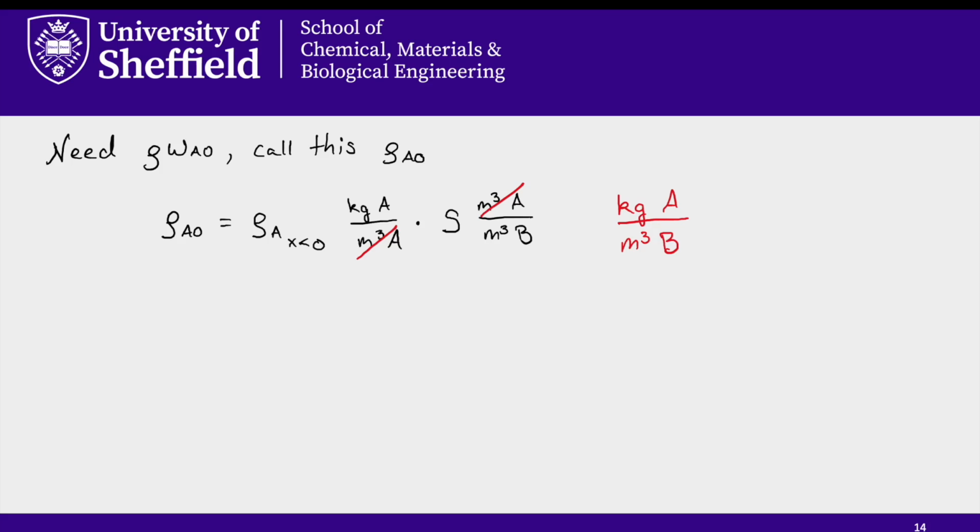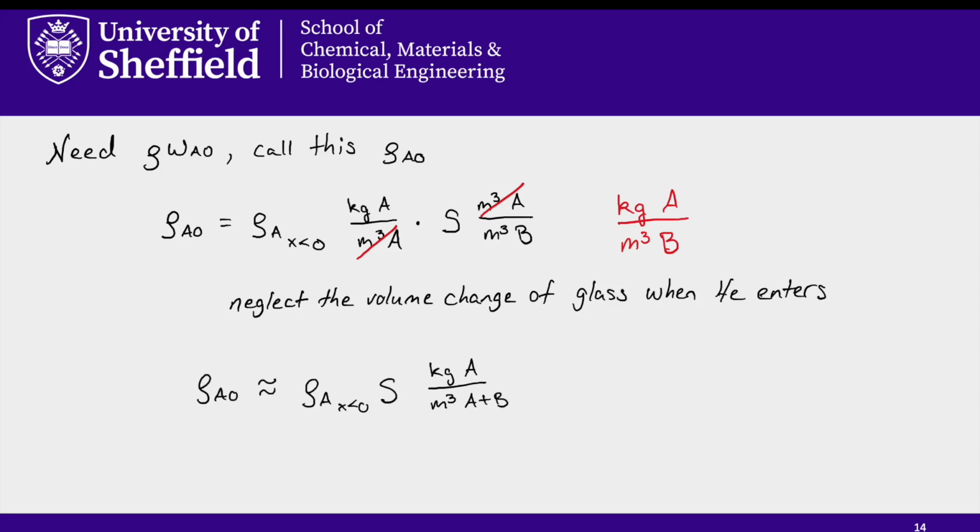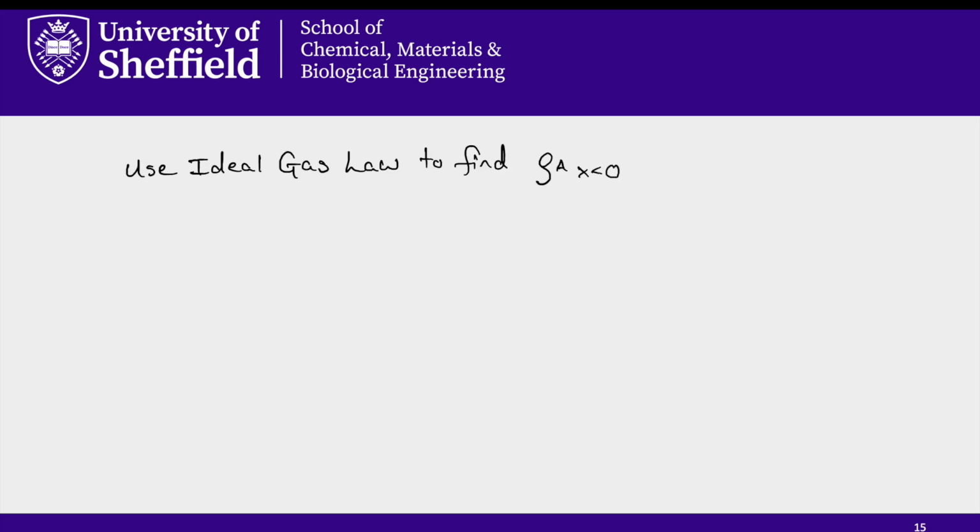However, because we're working with a solid gas system, we can neglect the volume change of glass when helium enters it. Whatever volume the glass has, it's the same volume before and after the helium enters, to a really, really good approximation. And so that means that when we talk about the volume of B, we're actually talking about the volume of B plus A. And so this quantity is pretty much the quantity we're trying to calculate for rho A naught. We can use the ideal gas law to actually calculate rho A at x less than 0.